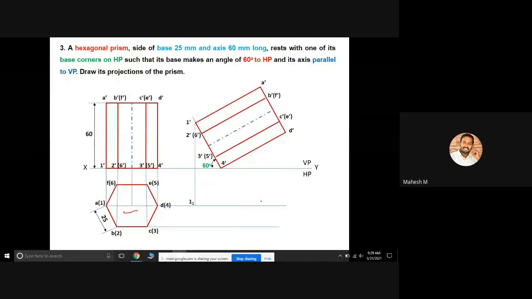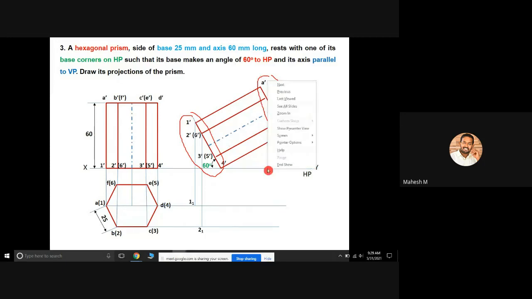Okay, so if you are projecting that, you'll be getting 12 points. You'll be getting 12 points, so the 6 points from the base and the 6 points from the top surface. So we are doing that.